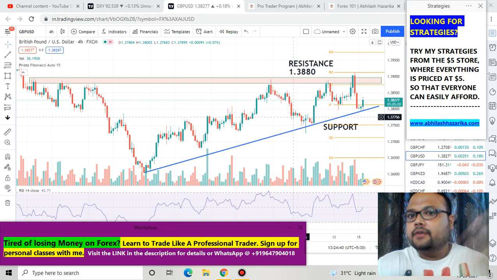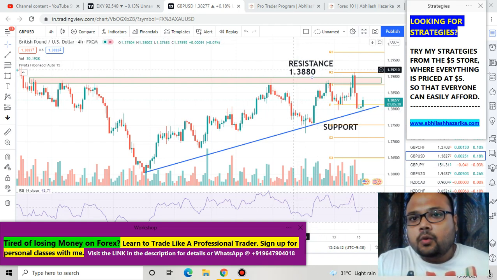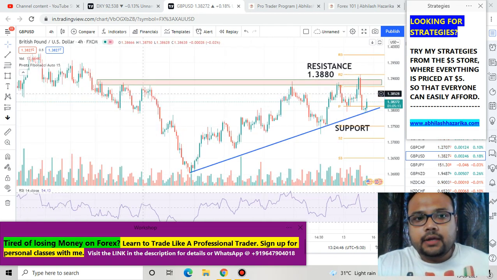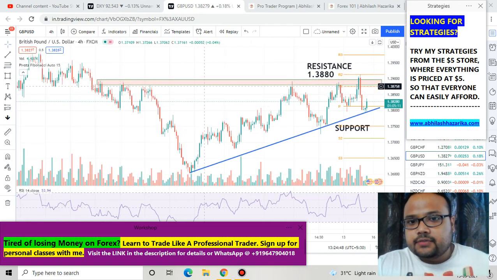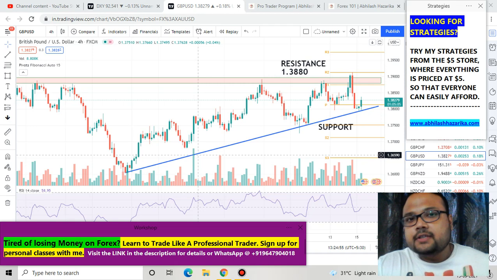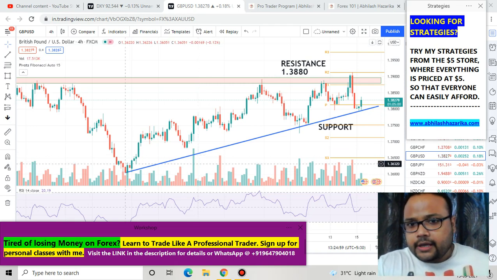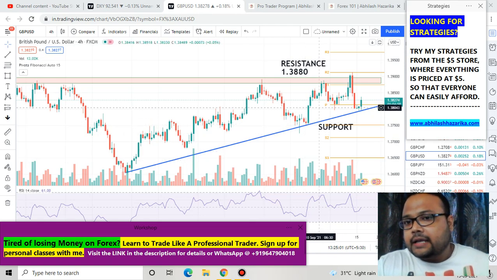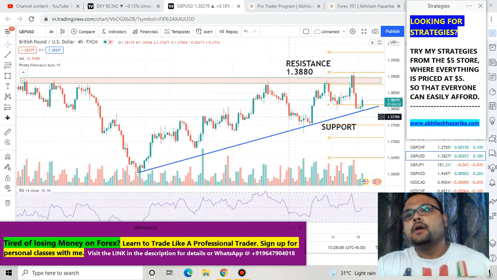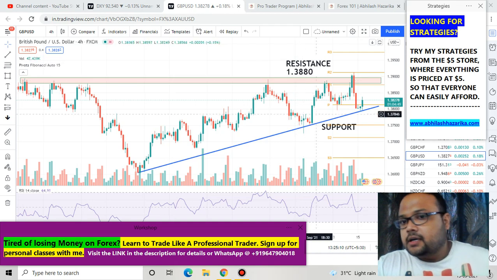The first level is the resistance that you are seeing at the top, 1.3880, because this whole level is the resistance for the GBP USD chart right now. Apart from this resistance level, we also have a support in the form of a trend line here. After joining these price levels, we get a dynamic support for the market.